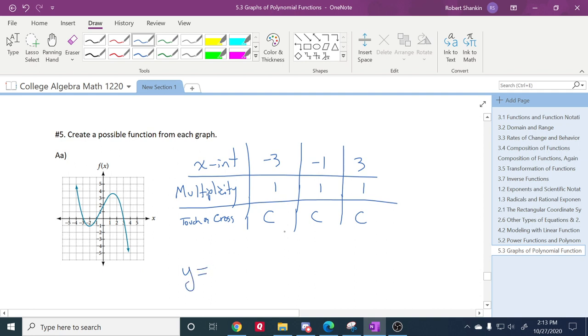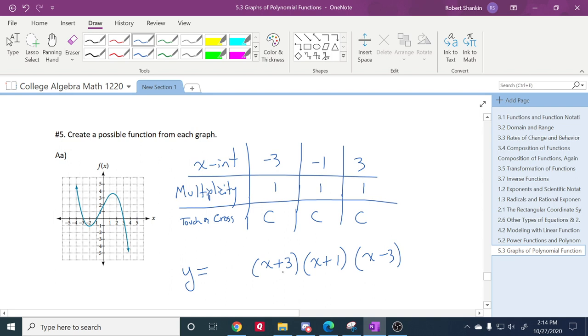Possible function for this. Negative 3 is a 0, so when you plug it in, it causes this to become 0. Negative 1 is a 0, so x minus a negative 1, or x plus 1, would have to be a factor. And then 3 is a 0, so x minus 3 would cause that.